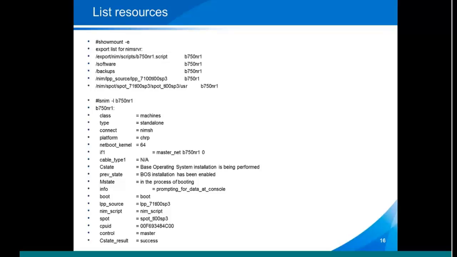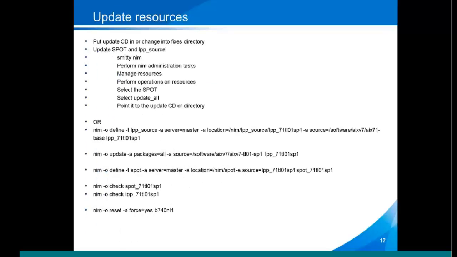And by the way, when a NIM install is happening, you can actually use the lsnim -l command throughout the install to see the status and to get the LED codes. You do your initial define of the resources, and then you basically want to update them. One of the ways to do it is you can put the update CD in or change into the fixes directory, and then you can update your spot and update your LPP source. So I learned a long time ago that there's a whole bunch of stuff I have to select in SMIT if I want to do it that way.